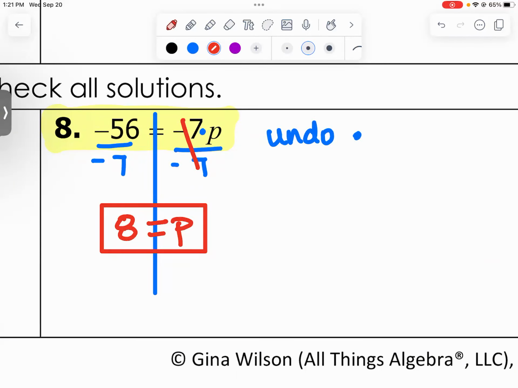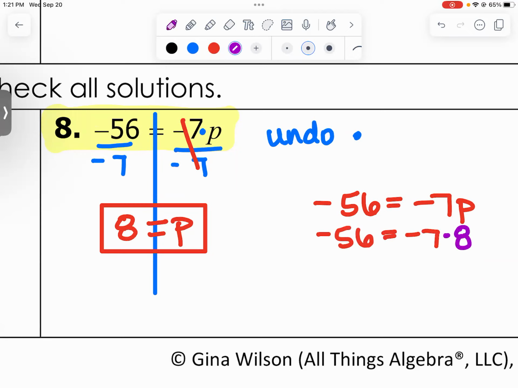Okay. Now, remember, you can always check your answers. Our equation is -56 equals -7 times P. If we take P and we replace it with 8, is -7 times 8 equal to -56? Yeah, it is.